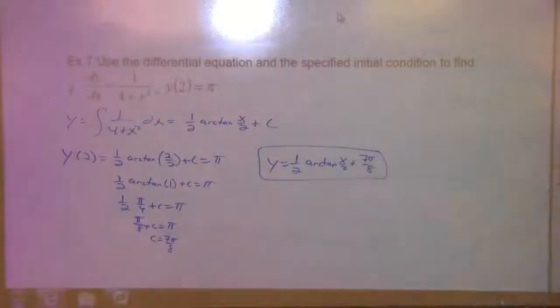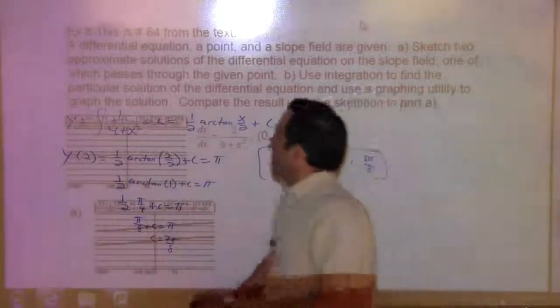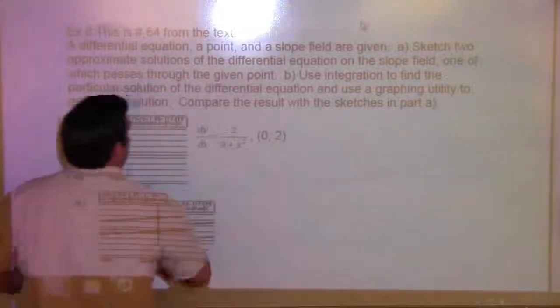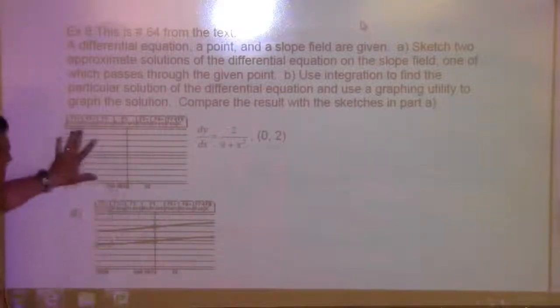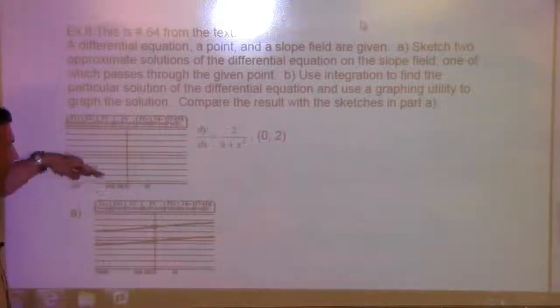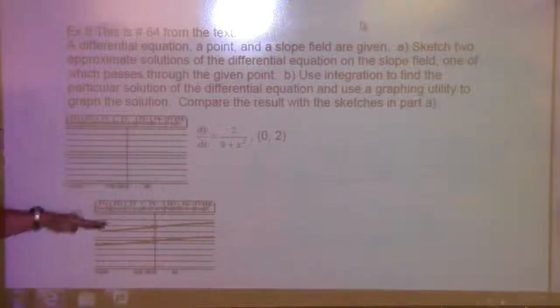Okay, we've got one page to go and one example to go. And this finishes chapter 5. This is from the textbook, number 64, I believe. It says a differential equation, a point, and a slope field are given. So this is called a slope field. It's a slope of the function at any given point. So you take the derivative and plug in the ordered pair and you get the slope.